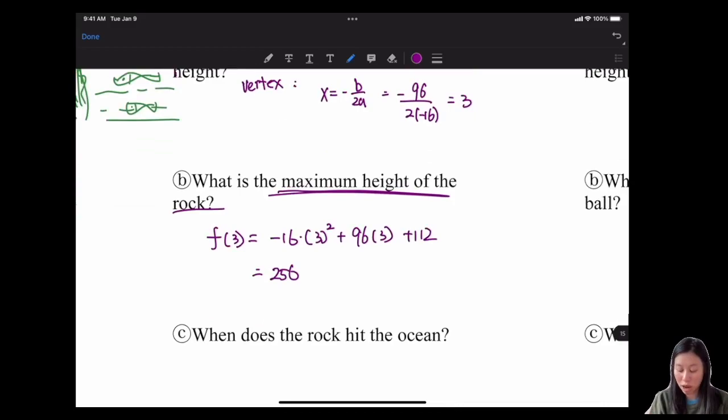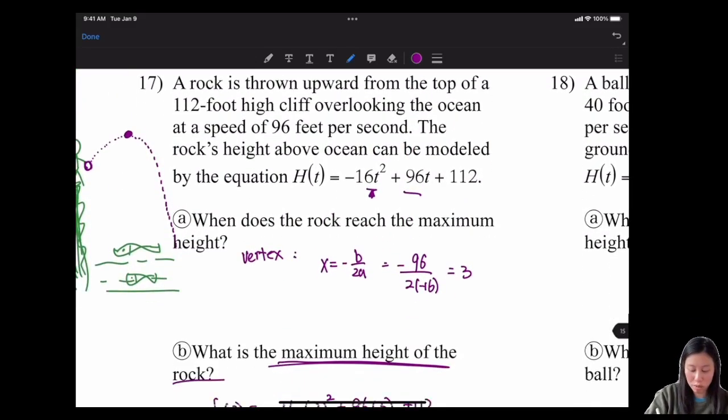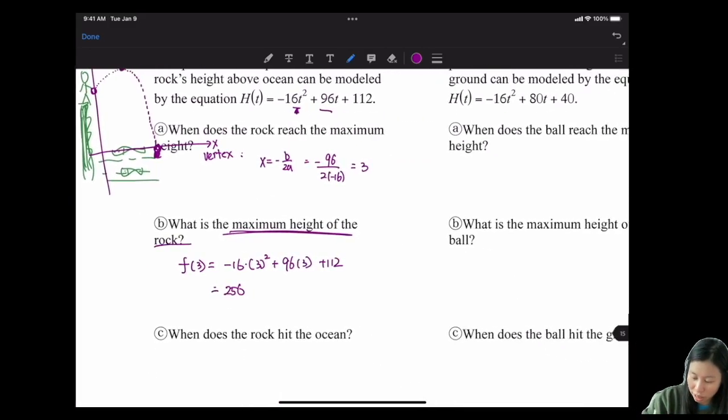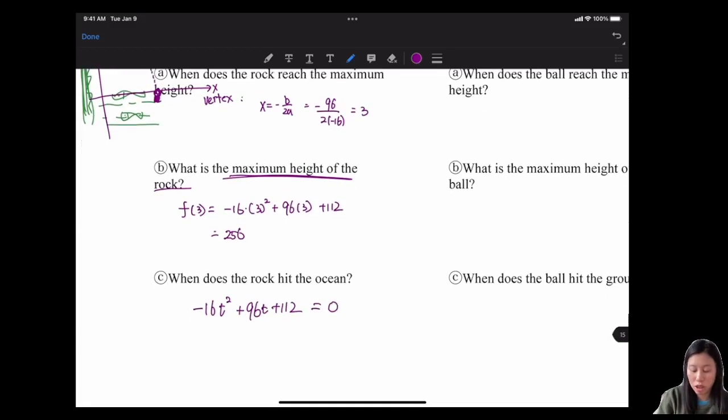And then, when does the rock hit the ocean? When it hits the ocean, the rock gets to this point. Look, this is the coordinate. When you hit the ocean, that means y equals 0, when the height equals 0. So you set the equation negative 16t squared plus 96t plus 112 equals 0, and then solve for t. You will get 2 answers, one positive and one negative. Since t is time, you have to drop the negative answer.